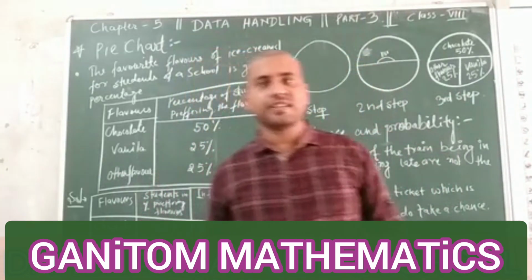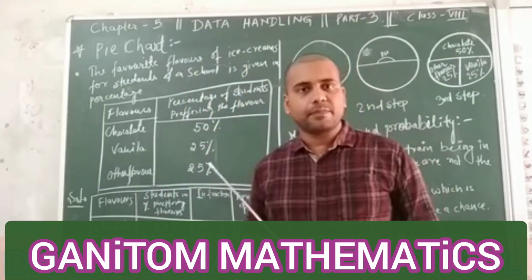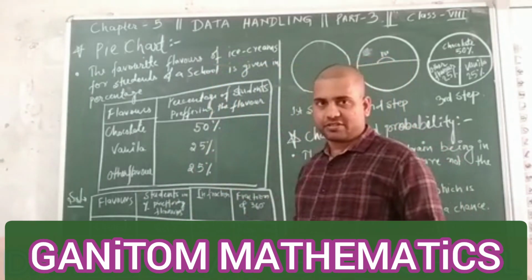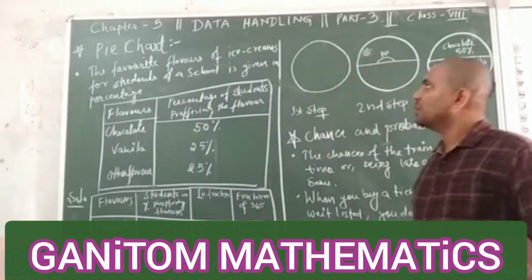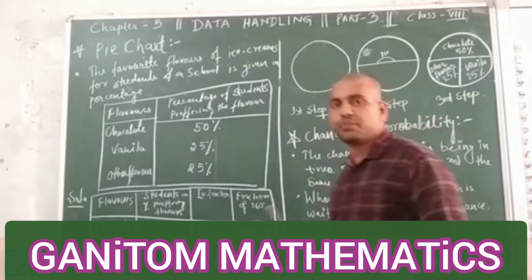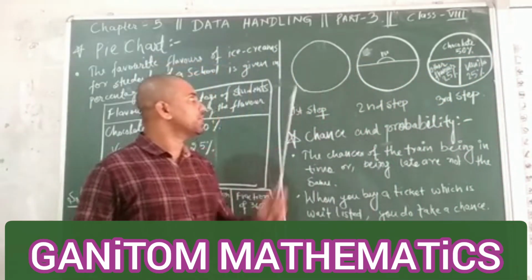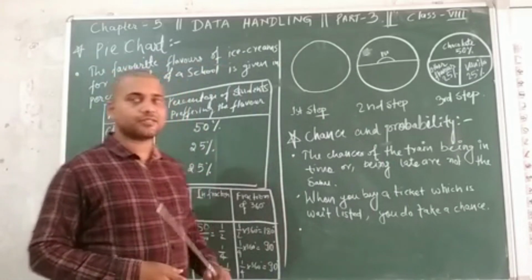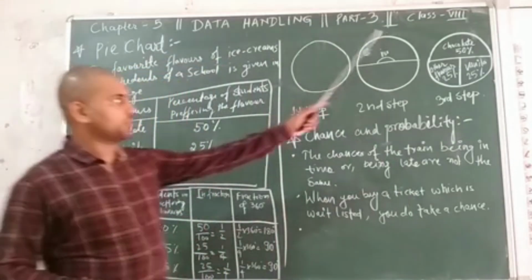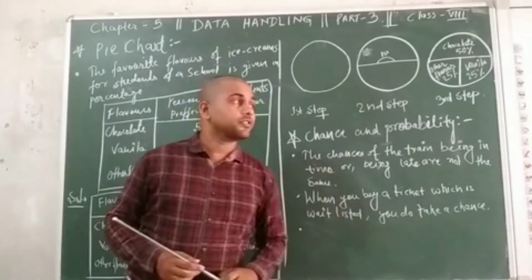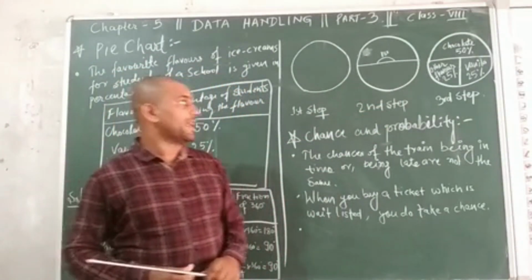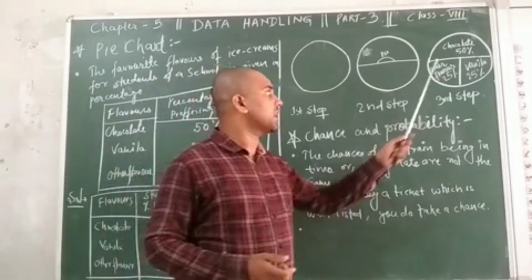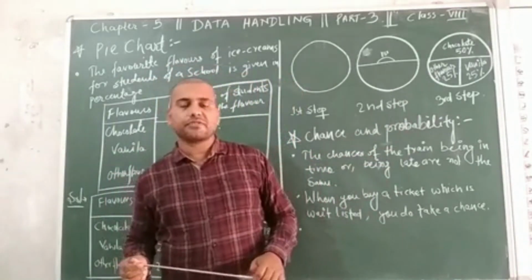This is Om Prakash and today we are going to learn pie chart. We will start from pie chart. Data which we represent in the form of a circle is known as a pie chart. It is shown here that chocolate is 50%, liked by some students, other flavor 25% and vanilla 25%.